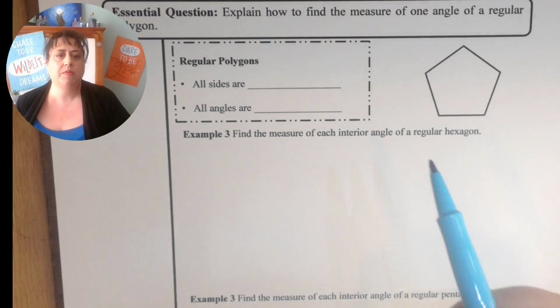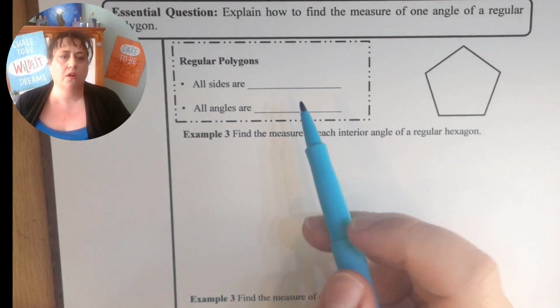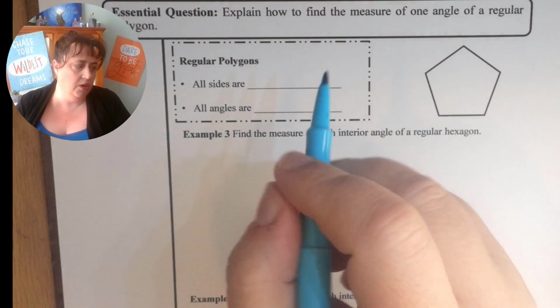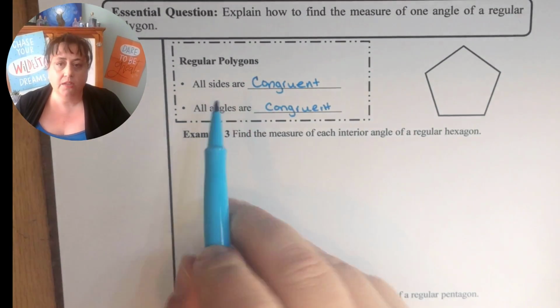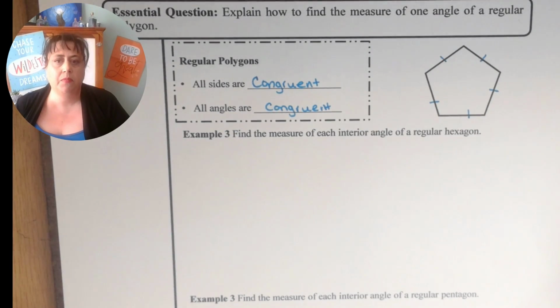So let's start with some definitions. Regular polygons are polygons where all sides are congruent and all angles are congruent. So when we say all sides are congruent, we would mark them like that. And when we say all angles are congruent, they would be marked like that.